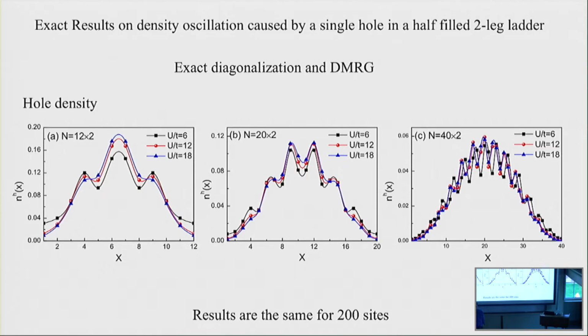How small a chain can you see them in? These are very small chains, only 12 sites, then 20 sites, 40, and you can go up to 200. You can still see all these oscillations. The U over T are the parameters of the Hubbard model, which I don't need to explain to the audience. For sufficiently large U over T, you see these oscillations. Now let's see what happened.